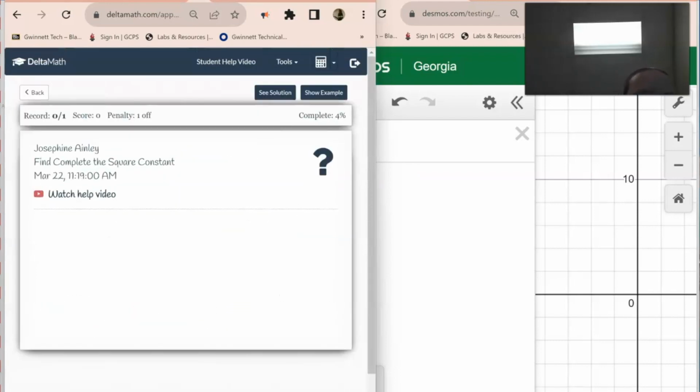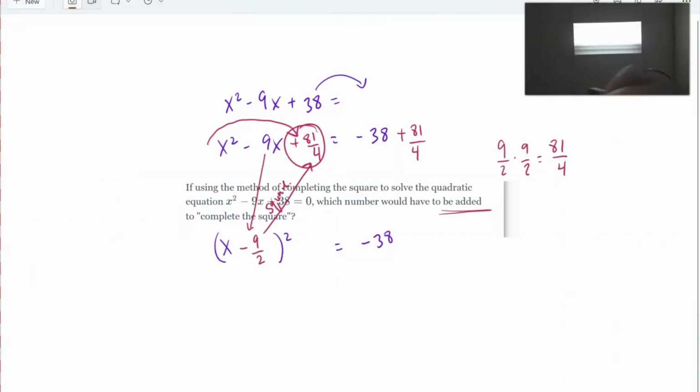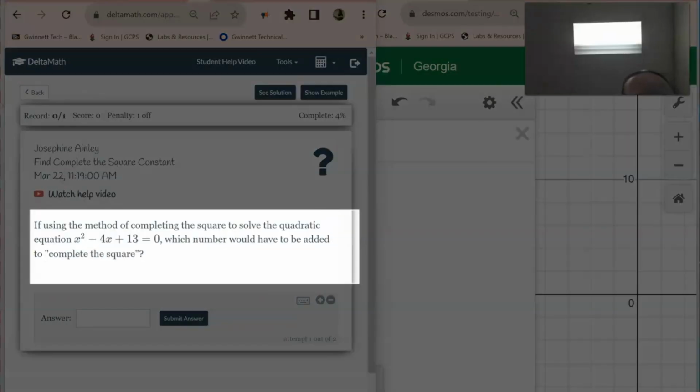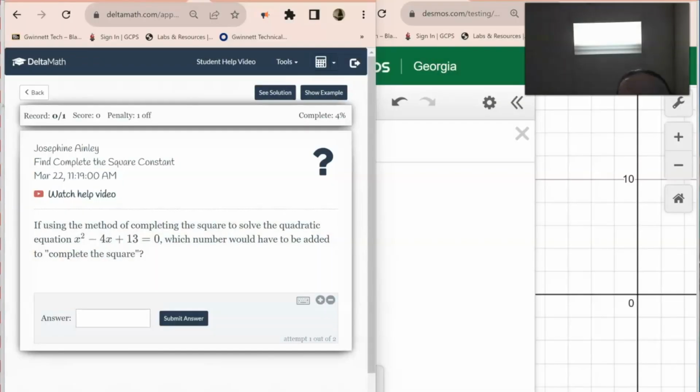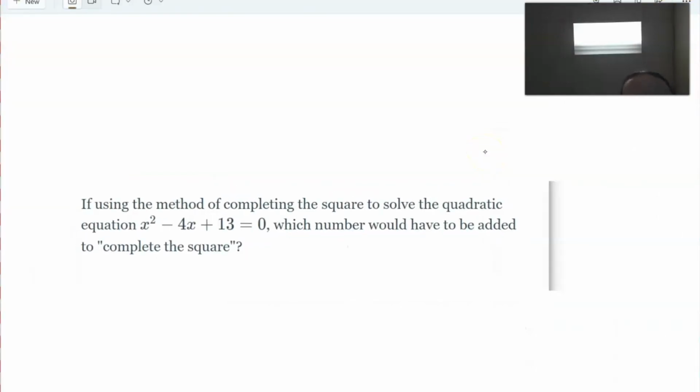All right, so let's do another question just in case you need it. So set it up for the three-step process, but you're not actually finishing the question. That's what that question's asking. Okay. All right, so here's another question. So again, set it up.